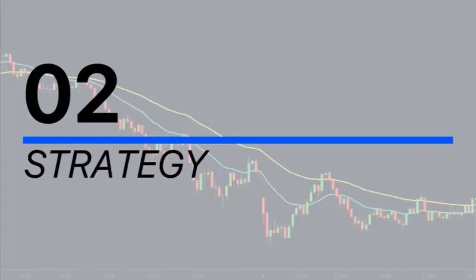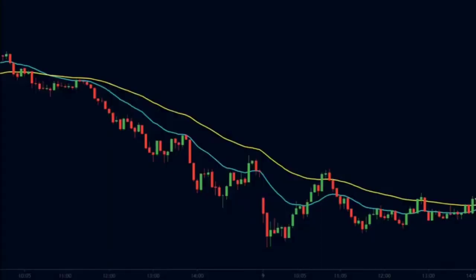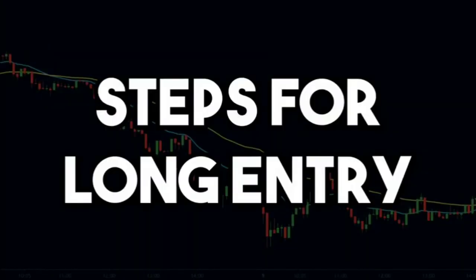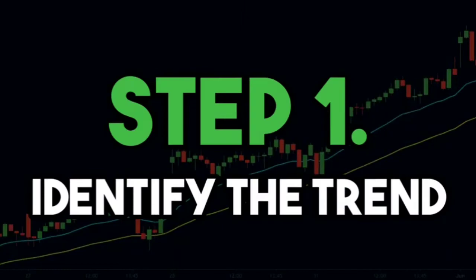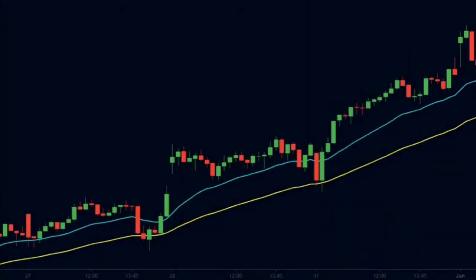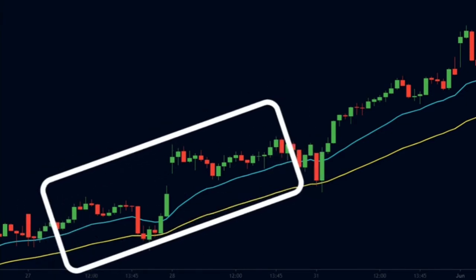So now, let's look at the strategy itself. Let us start with the steps for entering long. The first step is to identify the trend. We will use the moving averages to identify the trend. So, for an uptrend, the price should be trading above the 20 and the 50 EMA.